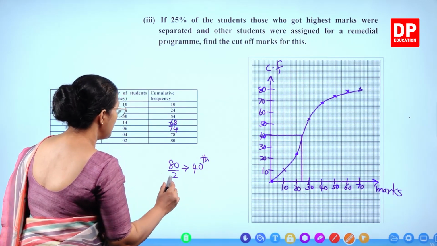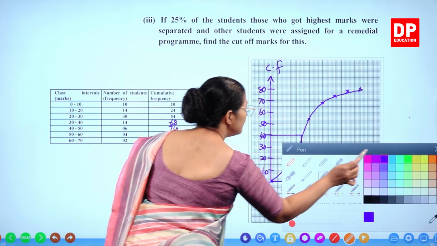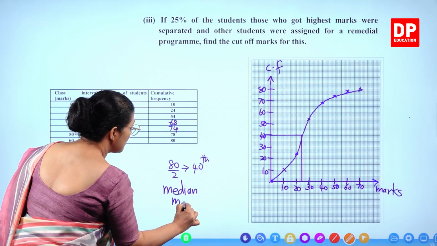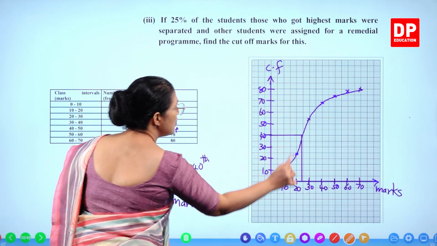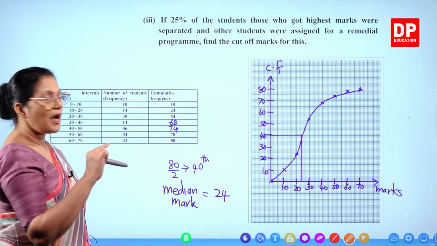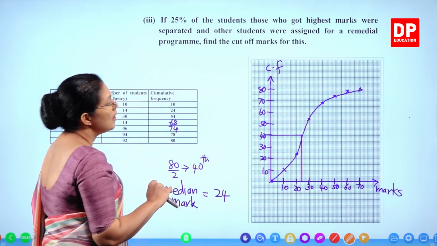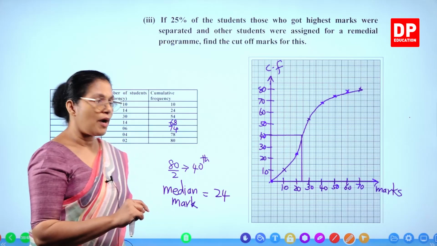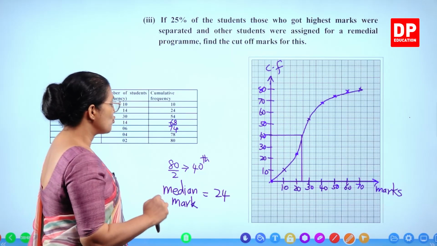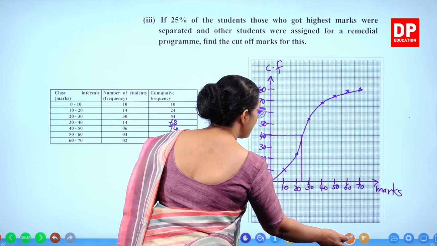So I can write median mark is here 24. We normally give plus or minus 1 or plus or minus 2 when you get the median mark. So that means 25, 23, closer values to 24, you can get marks. So that's the median mark. And then what's the next one?